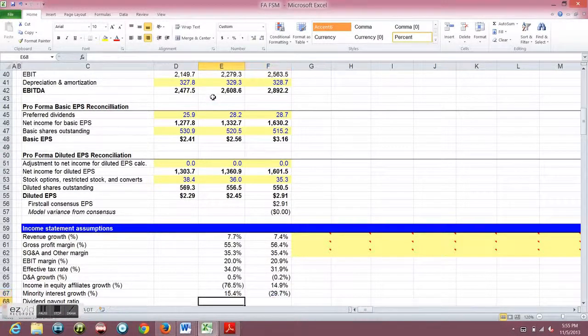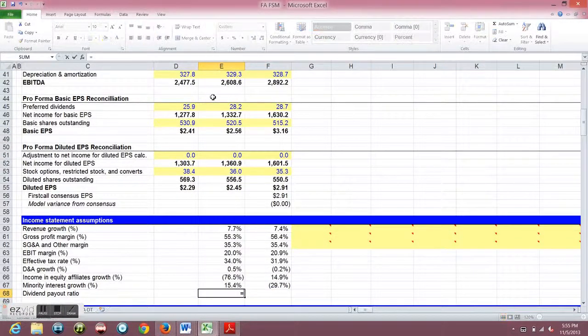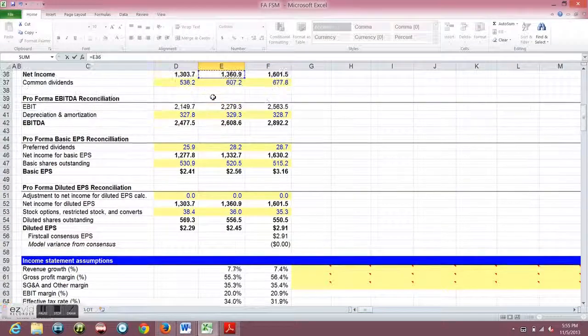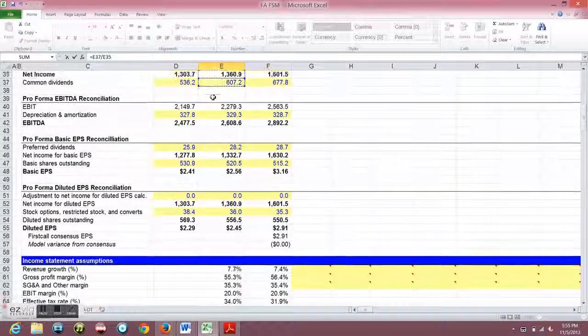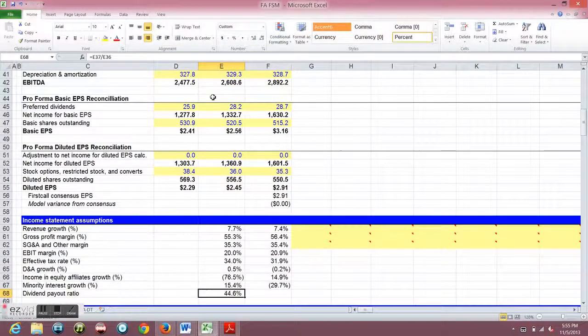Copy it down. Okay, and your dividend payout ratio is basically going to be your common dividends divided by net income. That will be your dividend payout ratio. Boom. Now we have all of our stuff.